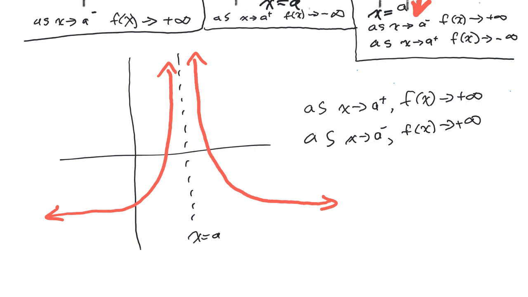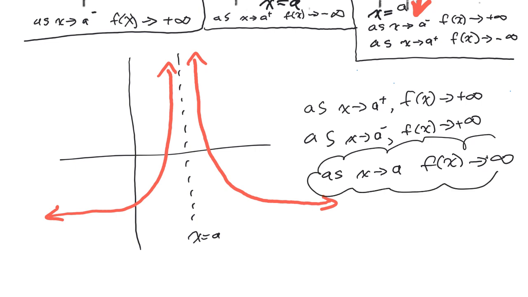Okay, and that's what we have. So you could also say this in order: if both from the left and the right are approaching positive infinity, you could say, to save yourself some time, as x approaches a, f of x is going to approach just positive infinity. And you're done. So you could save time if both sides are going towards positive infinity. You could say it that way. All right.